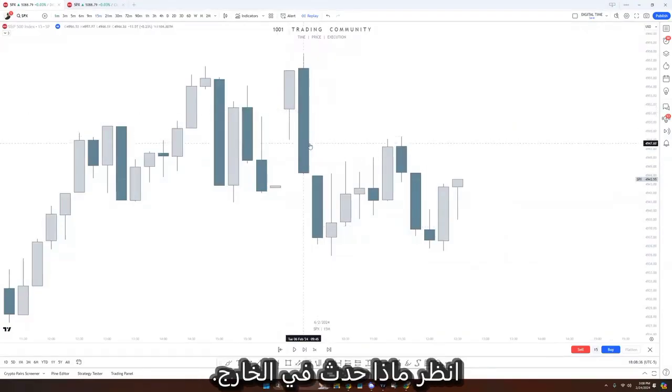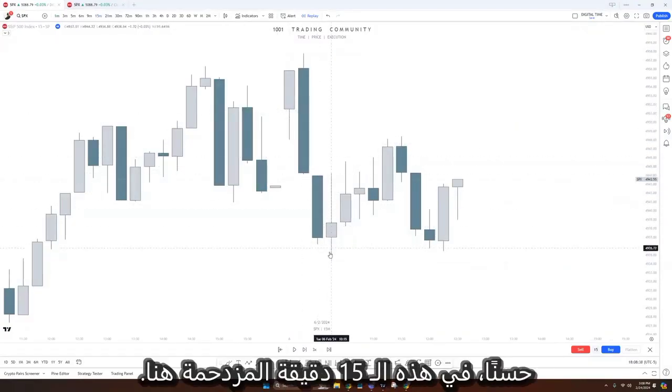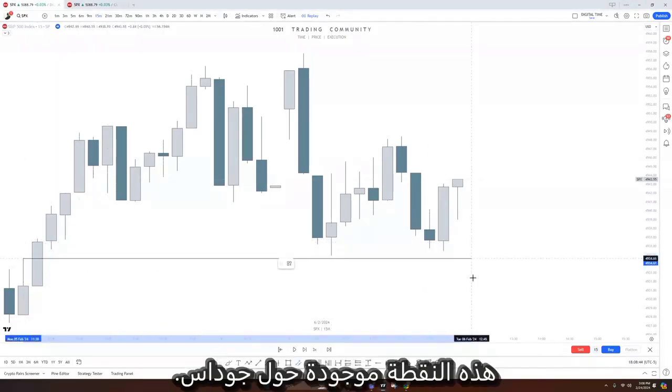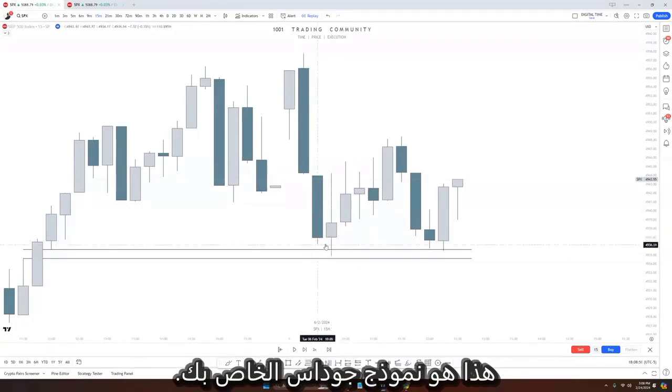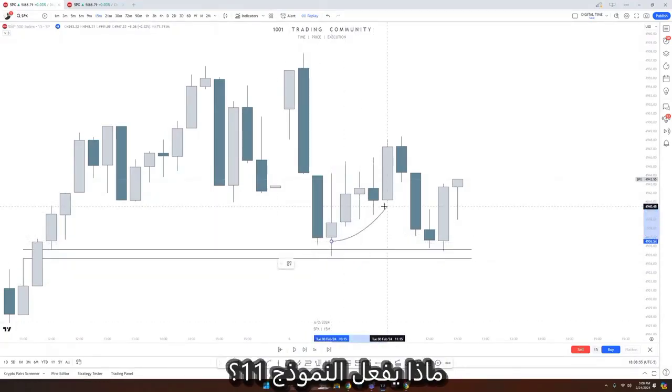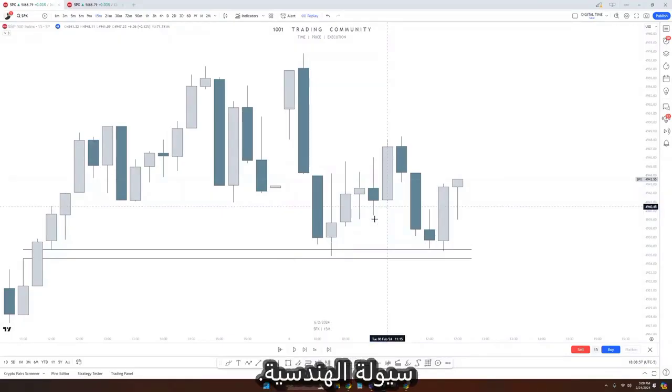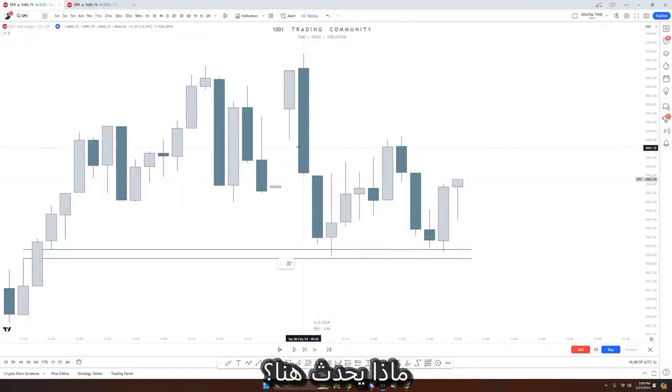Look what happened at open. It fell down into this 15-minute buy side, down here. At that point, it was right around Judas. This is your Judas model. What is Model 11 doing? Engineering sell side. What's happening here?